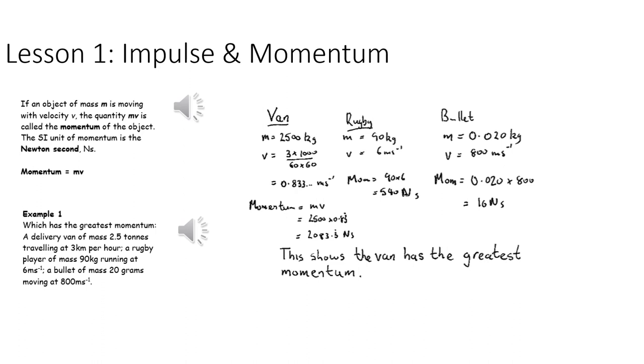In this example, you just need to be careful that you're using the correct units. So the mass has to be in kilograms and the velocity has to be in meters per second.